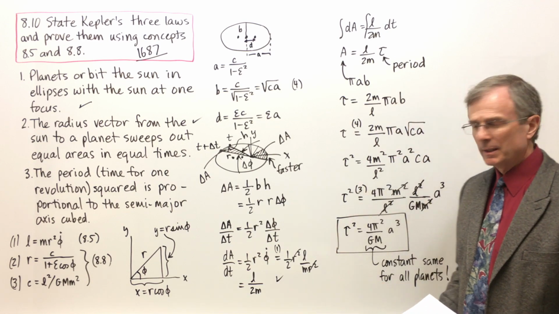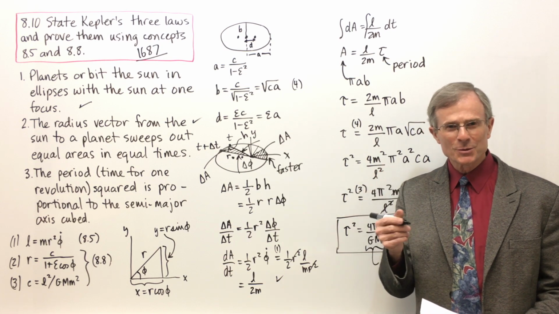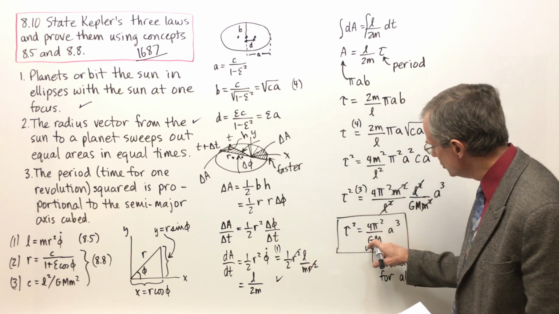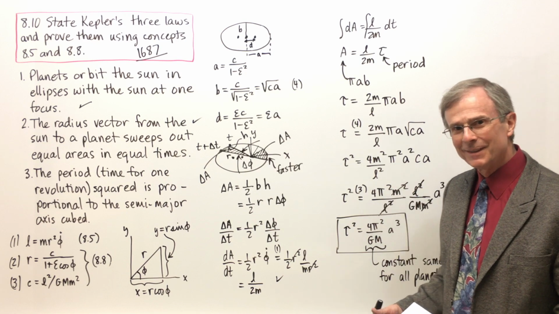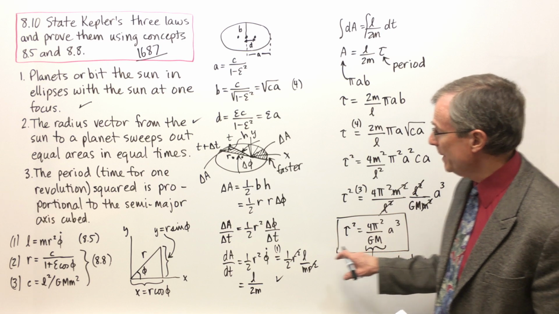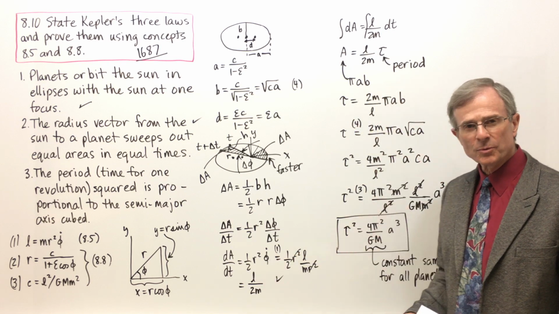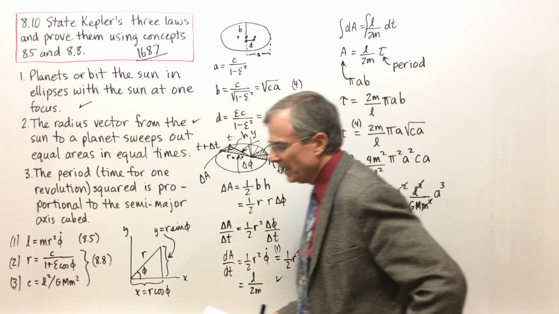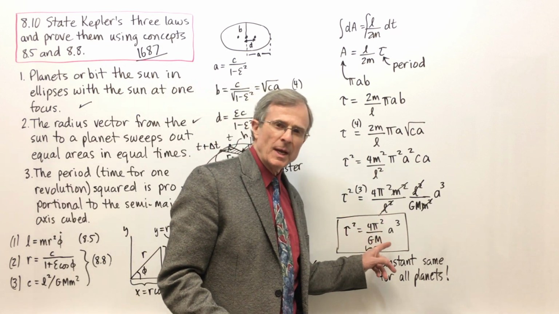Well, how do I know that? Well, it depends only on Newton's universal gravitational constant, G, and M, and that's the mass of the sun. So all these planets are going to be subject to the mass of the same sun, and they should all obey this relationship. So shown, and remarkably, the little m canceled out.